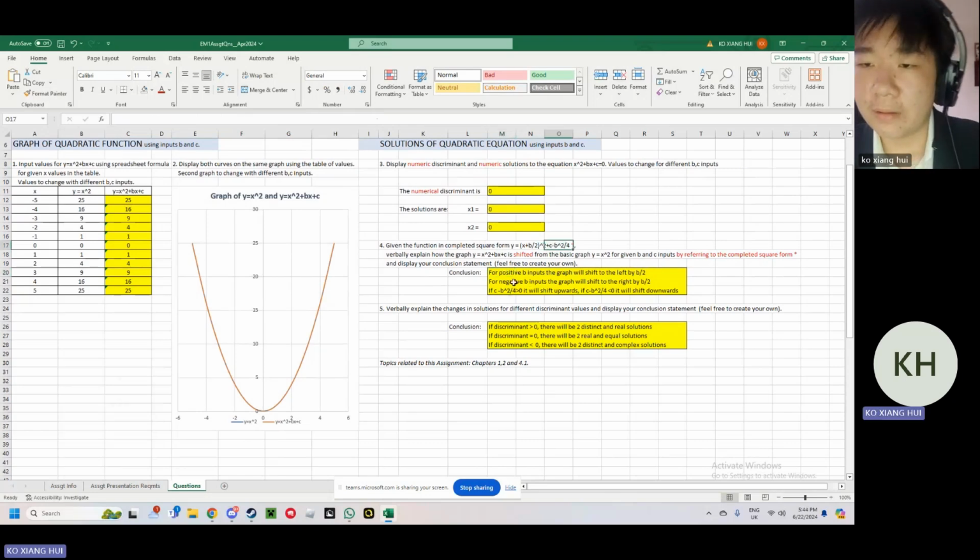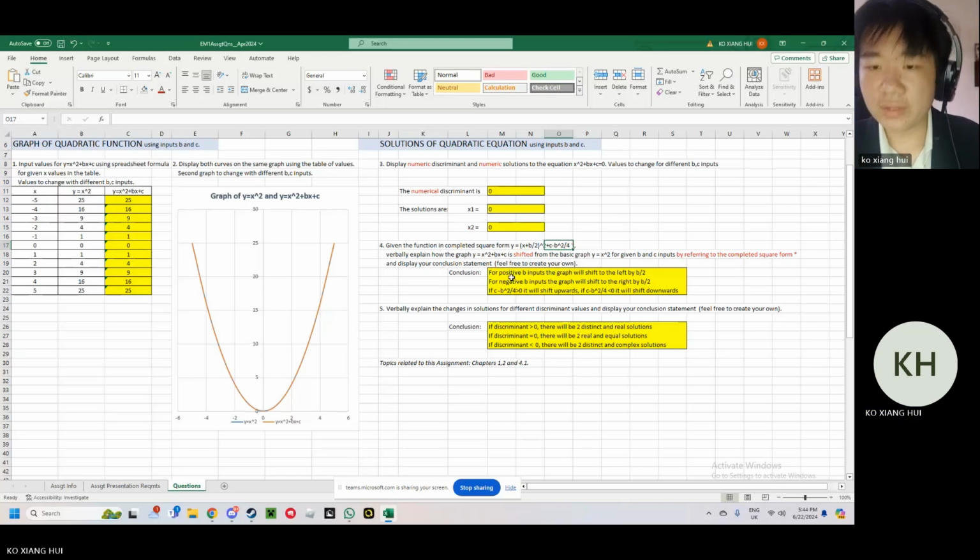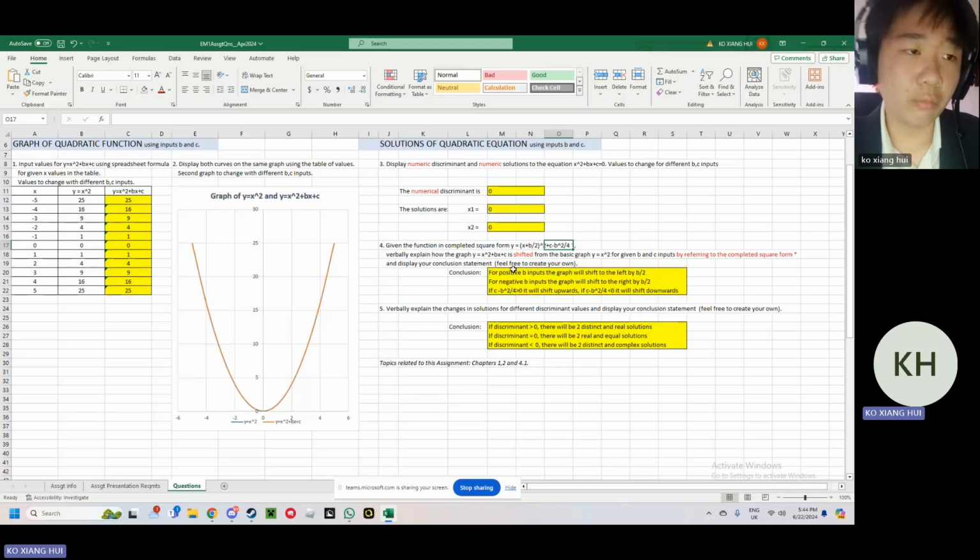And also, for the constant part of the equation here, c minus b squared over 4, if it is positive, it will shift upwards. If it is 0, it will not shift up or downwards, it will just stay the same. And if c minus b squared over 4 is less than 0, or negative, it will shift downwards. So this will show how the graph is impacted with different c and b inputs.